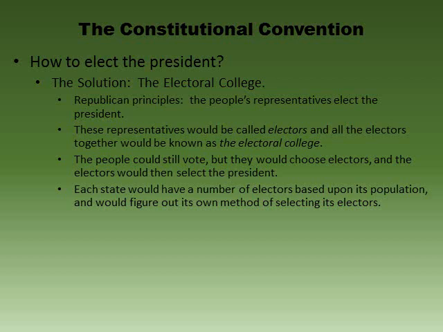The popular vote doesn't really elect the president directly. It does play a huge role in it. But when we go vote, we're actually selecting a slate of electors, and the electors are the ones who cast their ballots for the president.